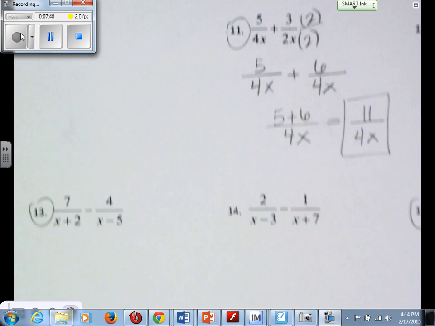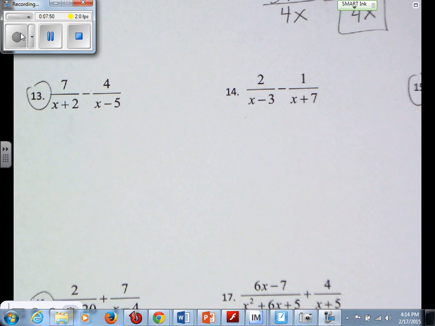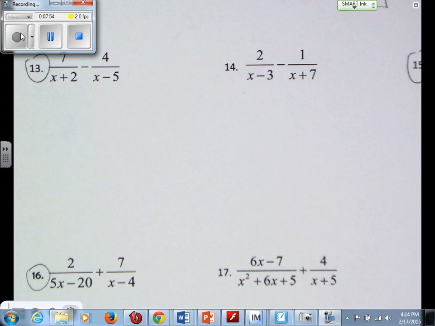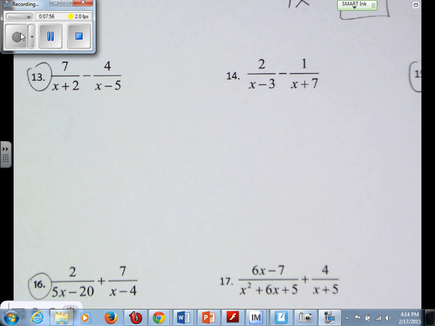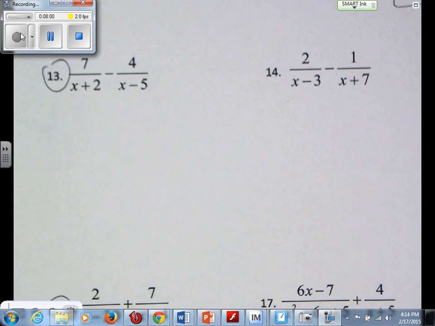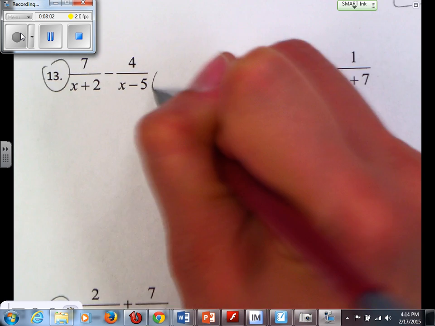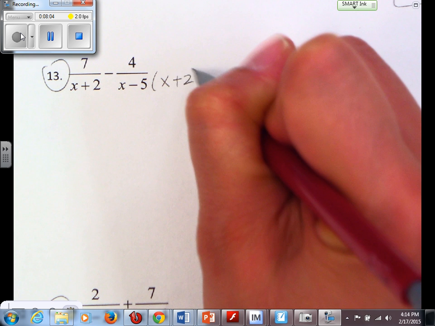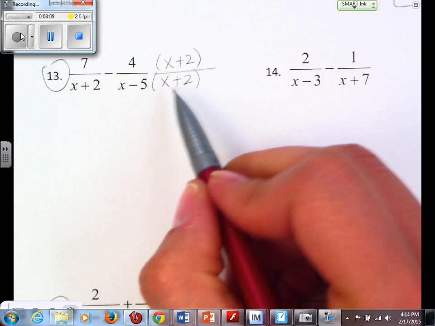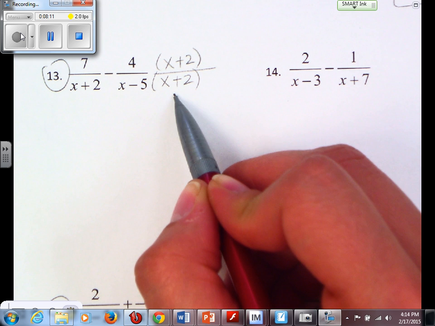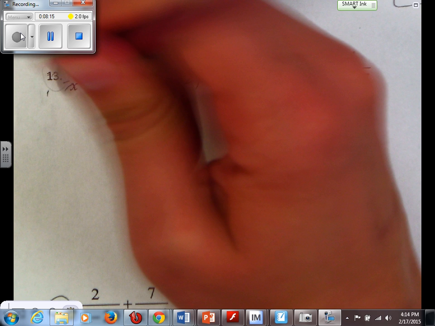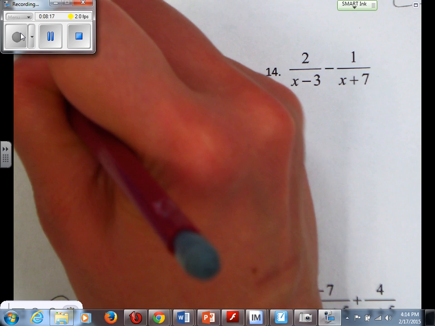Okay, so if you look at number 13, do you have anything that you can simplify? Not really, right? Do you have a common denominator? No. So you're going to have to multiply each side by the opposite. So you're going to multiply the right hand side by x plus 2 and the left hand side by x minus 5.